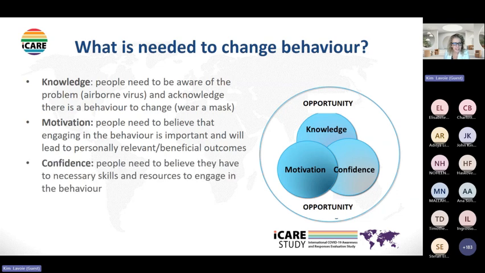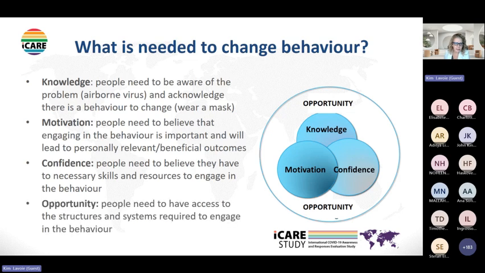The third criteria is confidence. People need to believe that they can have the necessary skills and resources to engage in the behavior. So they might want to engage in it. They might be motivated. They might know it's important. But if they don't have the tools and resources, well, that's going to undermine confidence, and people tend not to act in those situations. And the last critical factor is opportunity. So people need to have access to the structures and systems required to engage in the behavior.